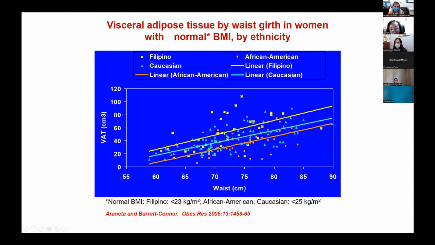So the Filipino woman is represented in yellow, the Black or African American in brown, and Caucasian in blue. And as you can see, at all waist circumferences, the Filipino woman has a higher visceral adipose tissue compared with the Black and the white female. So just keep that in mind.